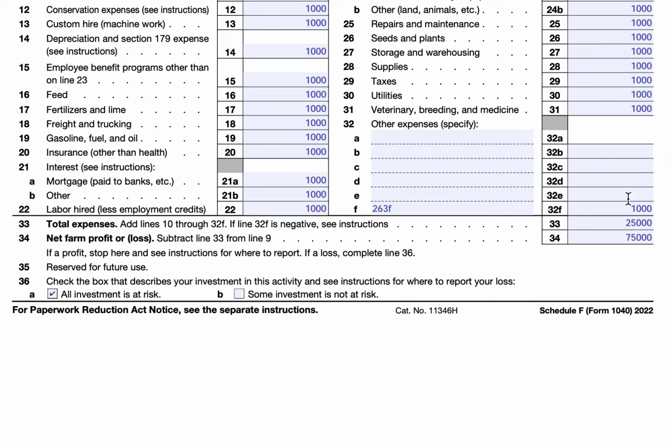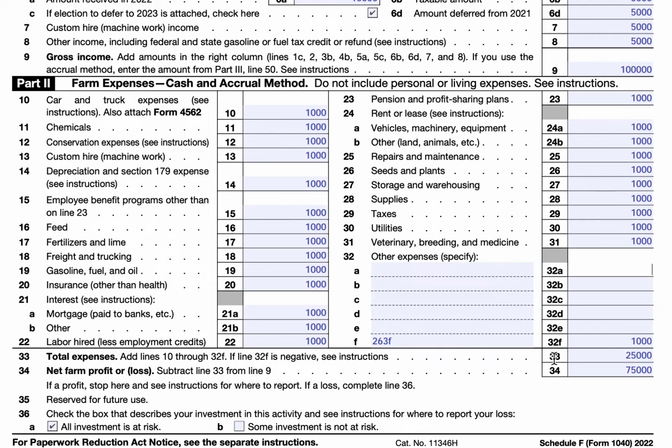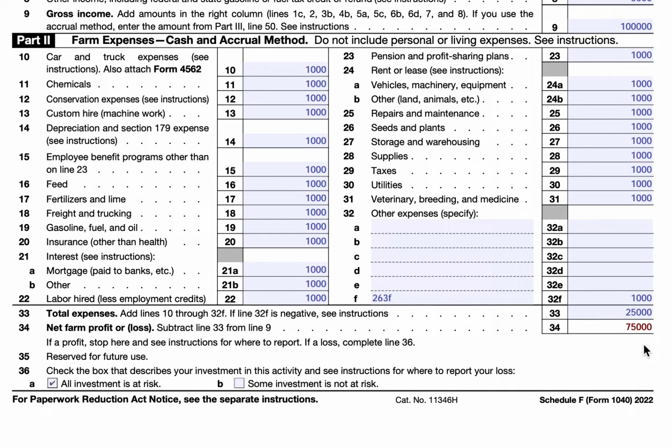So we get to the bottom of this and we add up all of the expenses, which happen to be $25,000, and we're going to subtract that from our line 9 amount. And again, this is either if you completed part 1 or if you completed part 3 and carried the number up to line 9. You're going to subtract the total expenses from that amount, and we have this as $75,000, and then you would report that as your profit or loss on your tax return. So if you're reporting a profit, that's fairly straightforward.